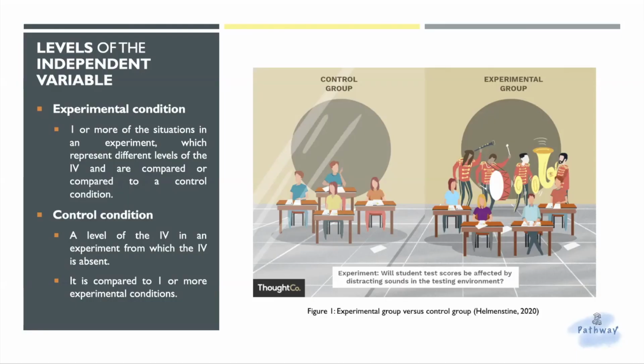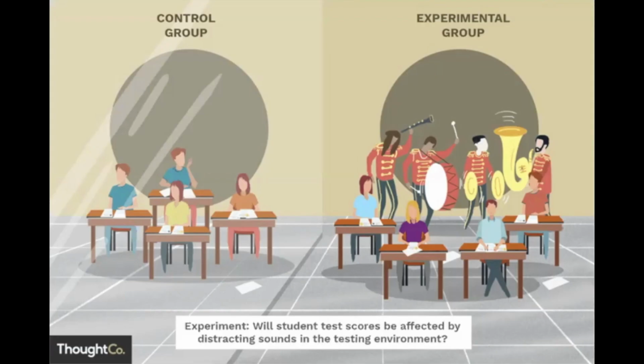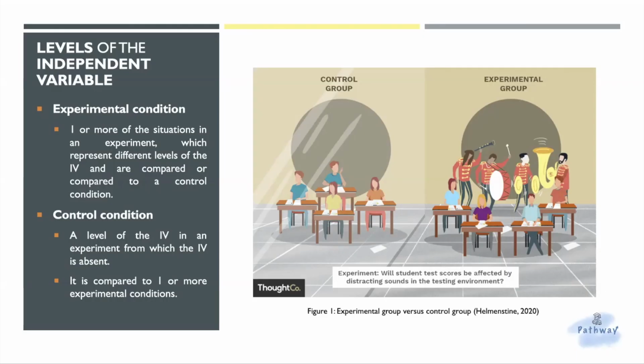In the picture here, the experiment asks: will student test scores be affected by distracting sounds in the testing environment? We have a control group or control condition, which is a normal study atmosphere, like what normal people would do. And then we have the experimental group or experimental condition, where there's a whole band playing while studying, and then you predict the result.